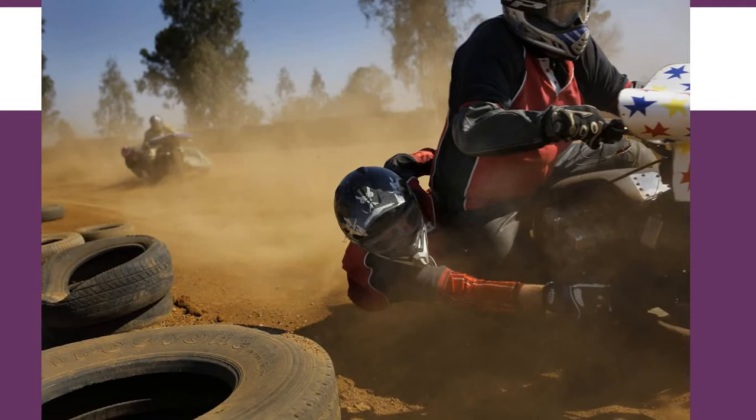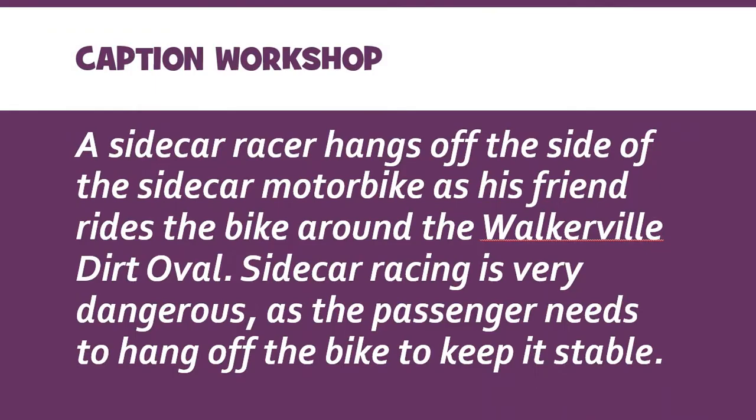One of the last examples here to look at, this is from a sidecar race, which is one of the most bonkers things that exists in the world of motorcycle racing. It is motorcycles that race with sidecars on them, and it is kind of nuts. And the caption: a sidecar racer hangs off the side of the sidecar motorbike as his friend rides the bike around the Walkerville Dirt Oval. It is just a pure description of what is happening in the photograph.